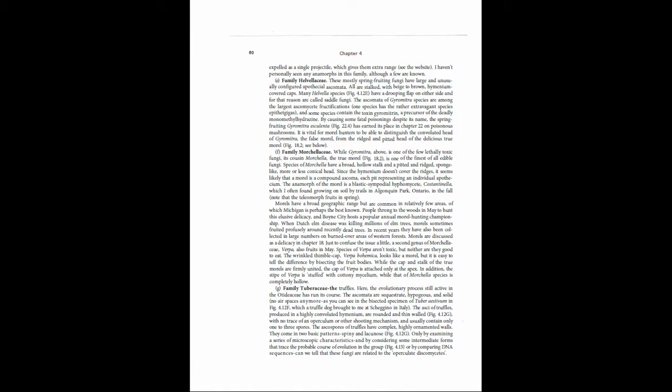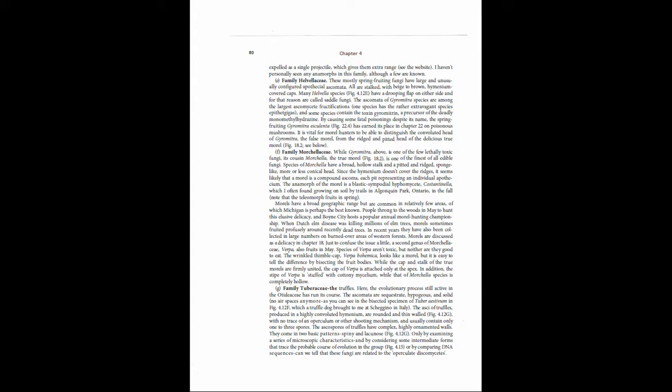E. Family Helvellaceae. These mostly spring-fruiting fungi have large and unusually configured apothecial ascomata. All are stalked, with beige to brown, hymenium-covered caps. Many Helvella species, Fig 4.12e, have a drooping flap on either side and for that reason are called saddle fungi. The ascomata of Gyromitra species are among the largest ascomycete fructifications. One species has the rather extravagant species epithet gigas, and some species contain the toxin gyromitrin, a precursor of the deadly monomethylhydrazine. By causing some fatal poisonings despite its name, the spring-fruiting Gyromitra esculenta, Fig 22.4, has earned its place in Chapter 22 on poisonous mushrooms.